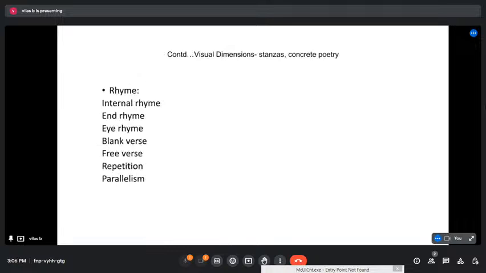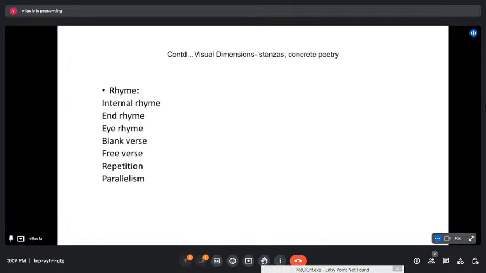Then there is eye rhyme, where we perceive the spelling. For example, man and ocean are two words which occur at the end of two verse lines. The last 'an' is identical, and our eye perceives it. So it is eye rhyme.